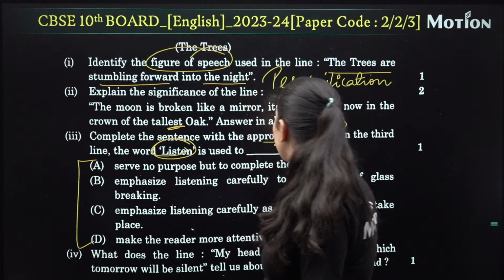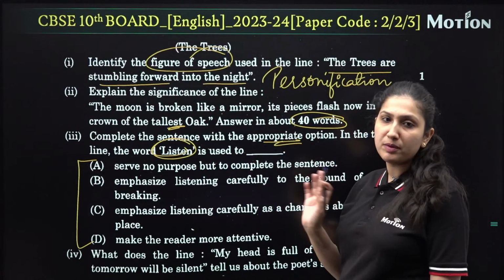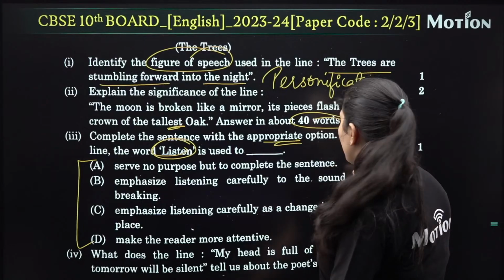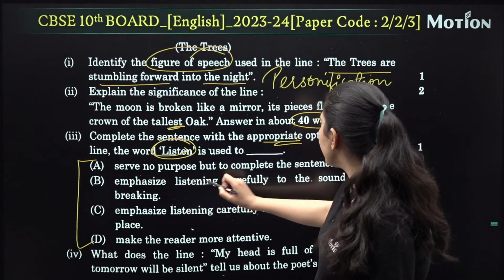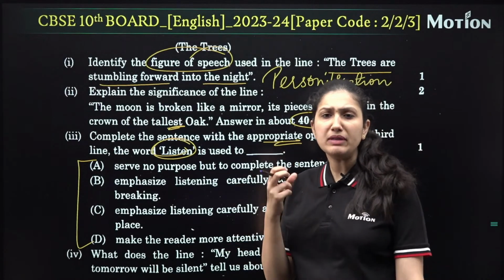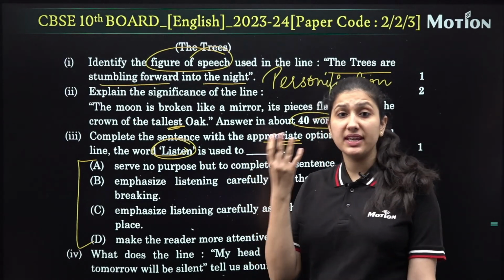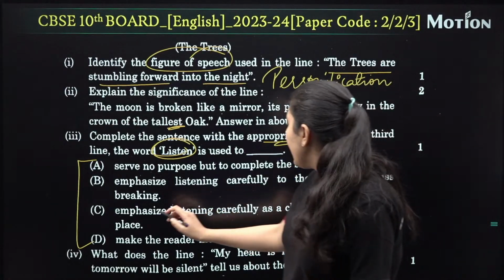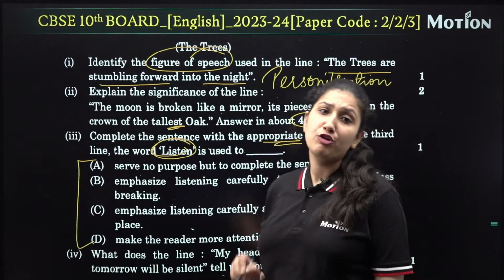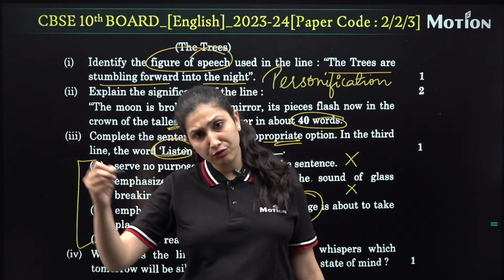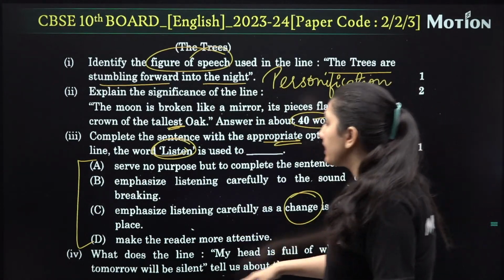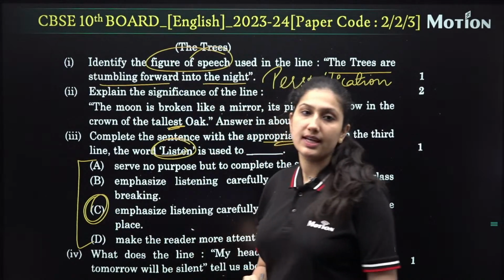Serve no purpose. यहाँ पे listen का मतलब क्या है? कोई purpose नहीं है poet का, ऐसा तो नहीं हो सकता. यूं ही तो poet कुछ नहीं लिखता, तो ये नहीं हो सकता. Emphasize listening carefully the sound of glass breaking. क्यों ऐसा करेगा ना, वो इतनी meaningful poem है ये, इसमें आपको glass breaking की आवाज सुनाना चाहता है वो? बिल्कुल नहीं. Emphasize listening carefully as a change is about to take place. Change आने वाला है. Women are getting freedom, they are going to move forward, तो यही इसका answer होगा. फिर भी next पढ़ लो. Attention नहीं grab करना चाहता वो, यही आपका correct answer है.